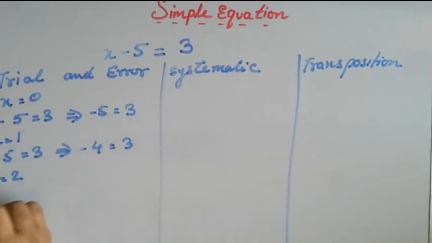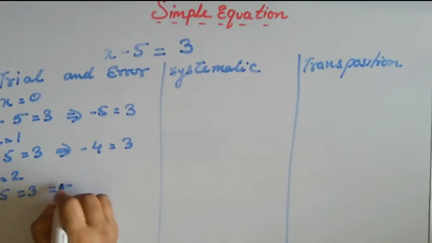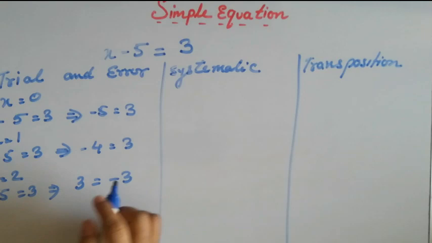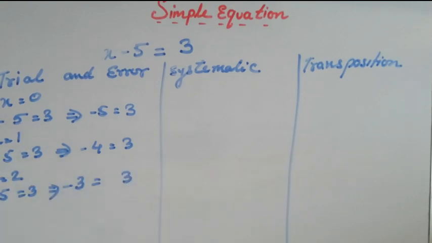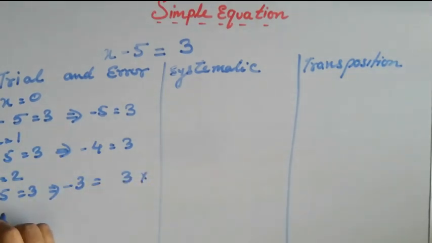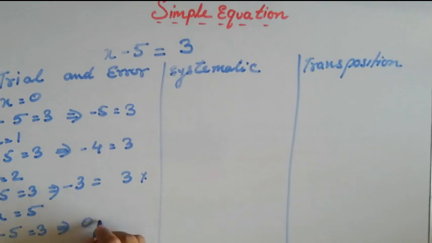X equal to 2. 2 minus 5 equal to 3. Minus 3 equal to 3. Now here look, 3 and 3 are equal, but the sign is different. So this is also not true. Okay, in this way, suppose I take x equal to 5, then it will be 5 minus 5 equal to 3. That means 0 equal to 3. This is also wrong.